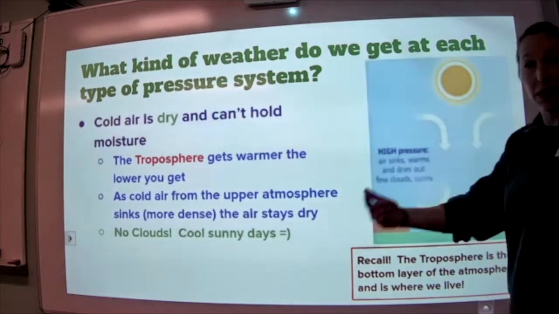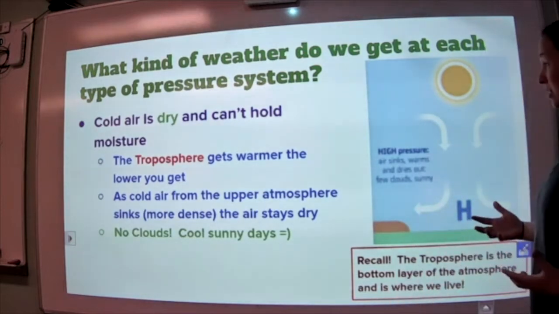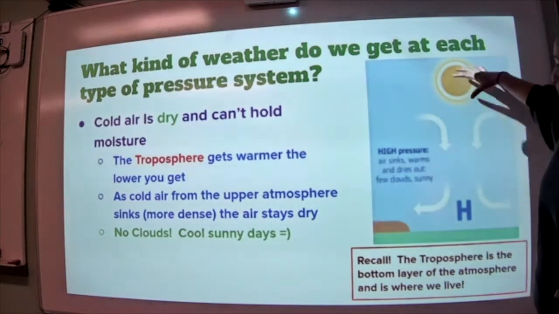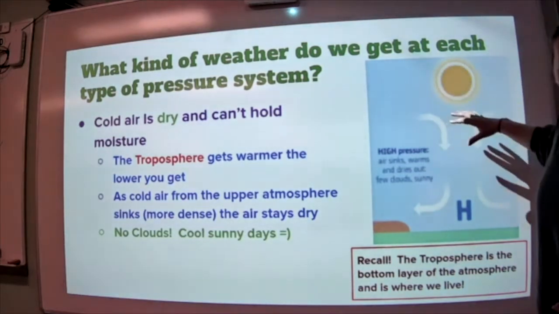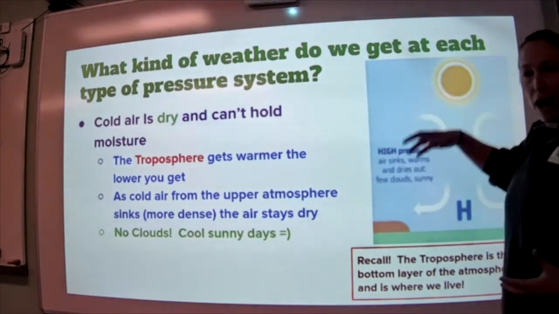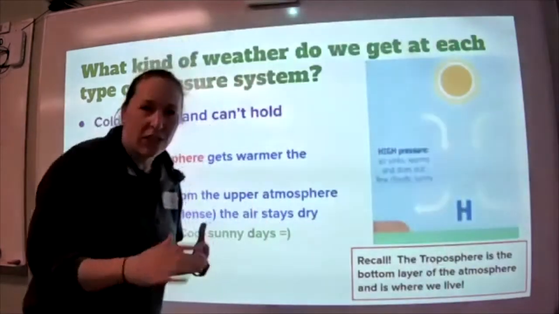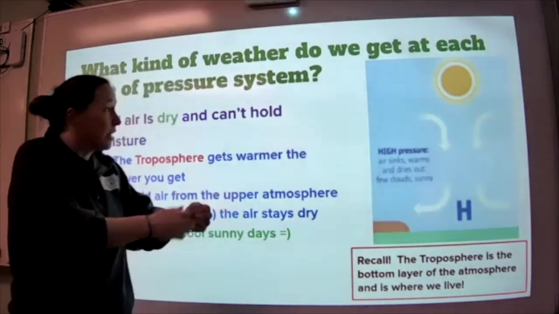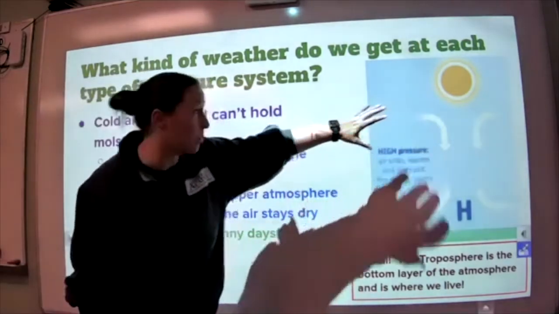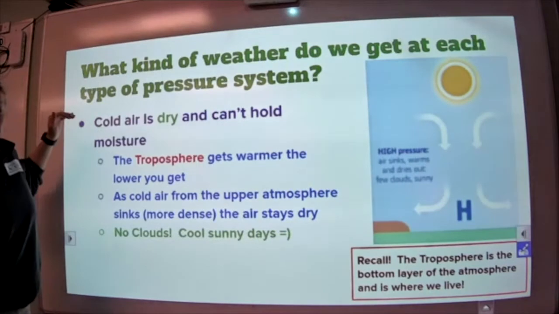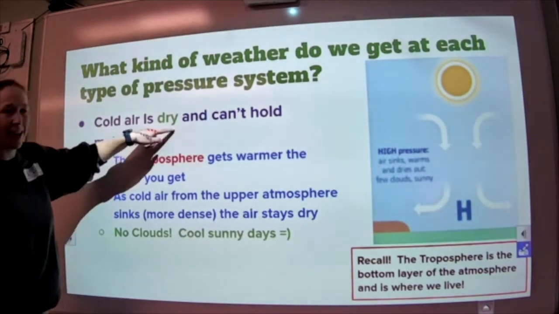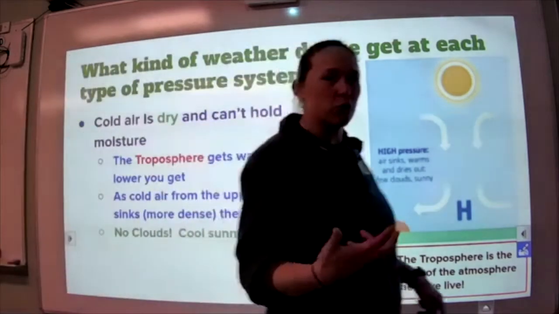Now, on the opposite side of things, our high pressure systems are the exact opposite. So high pressure systems start up high in our atmosphere. And up in our atmosphere, the troposphere, right, we don't have a lot of pressure. So because there's no pressure to hold in the heat, it's actually pretty darn cold up here. So because that upper atmosphere is cold, it's also really dry. It can't hold on to that much moisture.